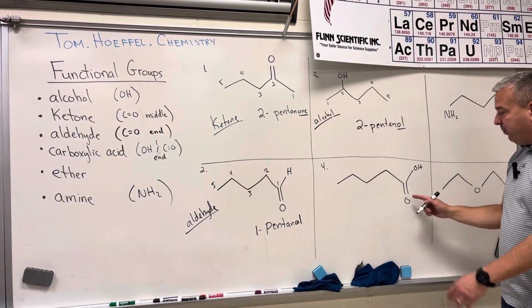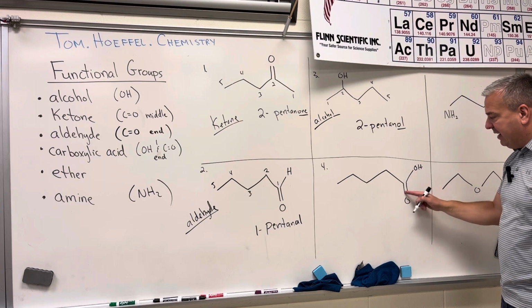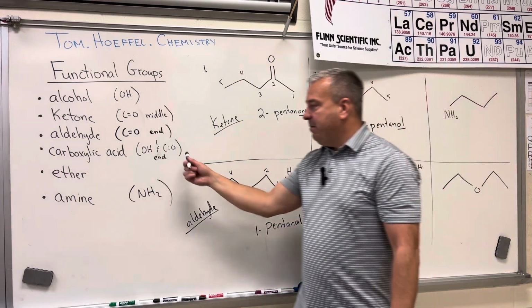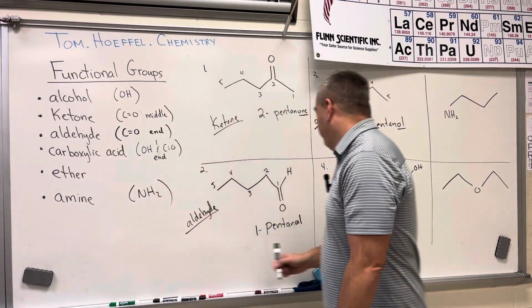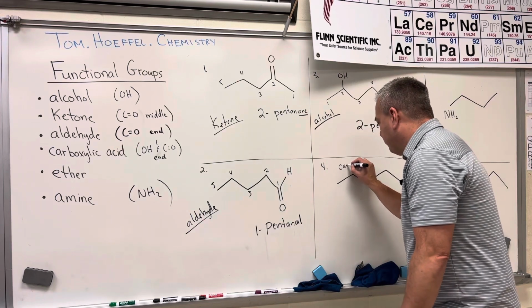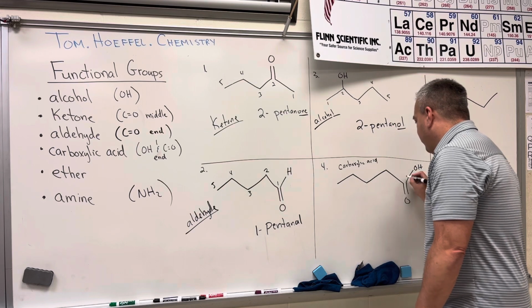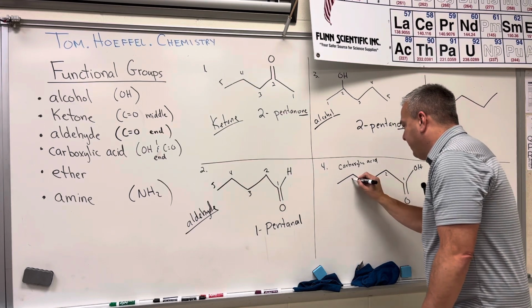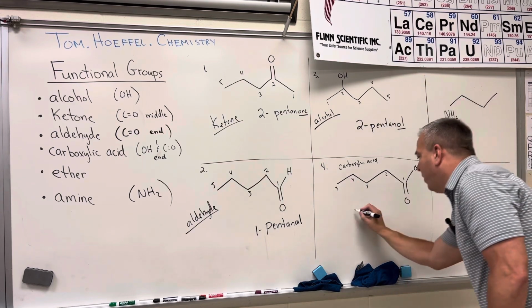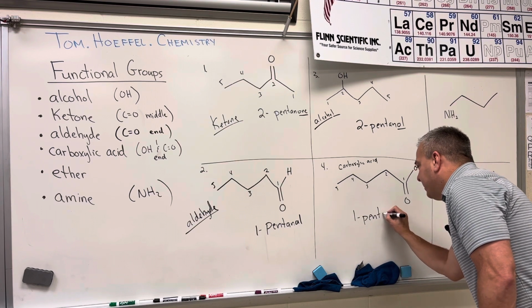This fourth one has a carbonyl and a hydroxyl on the same carbon, and it's on the end, so it's a carboxylic acid. 1, 2, 3, 4, 5. So this is going to be pentanoic acid.